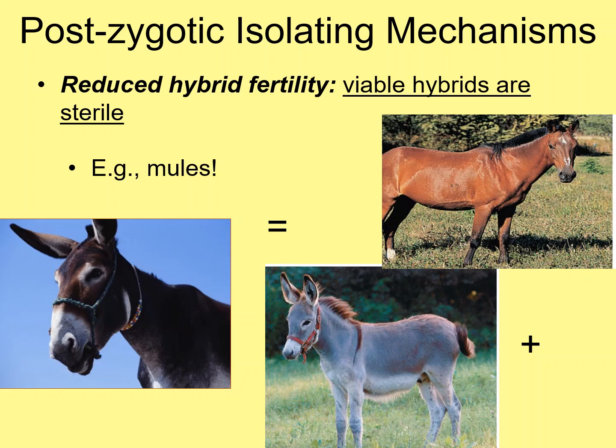Now there are some cases where folks have produced a fertile mule. And those guys, or gals, are worth a lot of money because they are extremely rare. Most of the time, the mule is not fertile, so it's viable but not fertile. And so, if you want to make more mules, you have to keep mating horses and donkeys together.